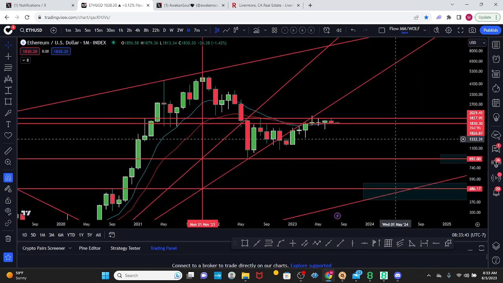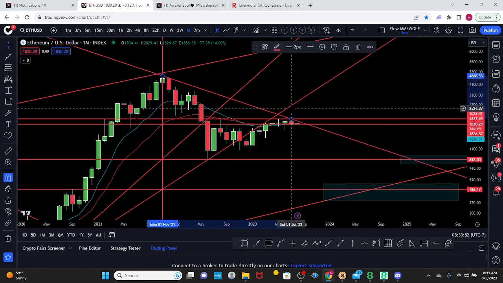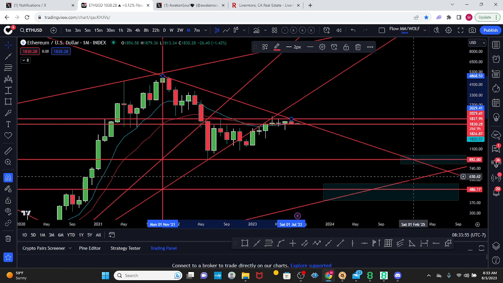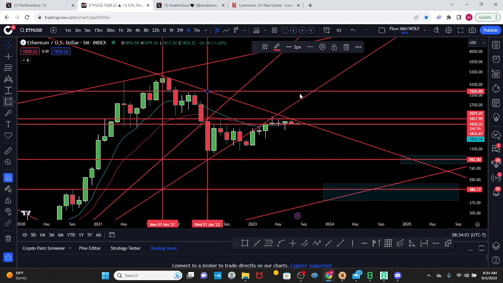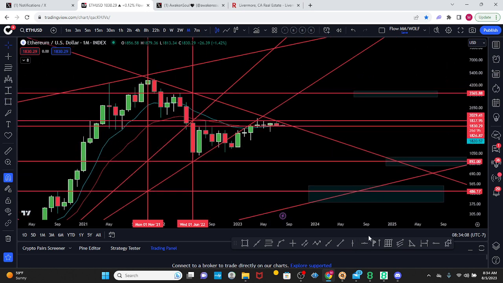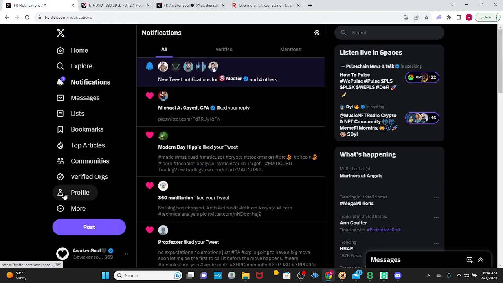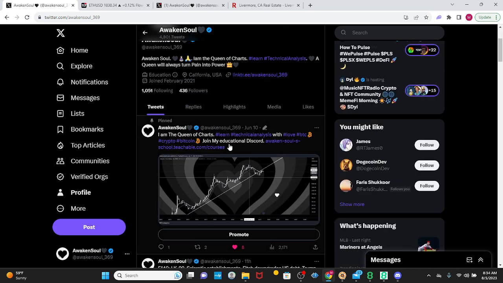Okay, so now that we're here, just like I created support trend lines, you have to create resistance trend lines, right? It's part of being a technical analyst. No expectations, no emotions. You have to be prepared for both scenarios. So this is going to be my bullish target here. And how did I get that? It's a one touch, two touch technique that I do have in my Awakened Soul School course.